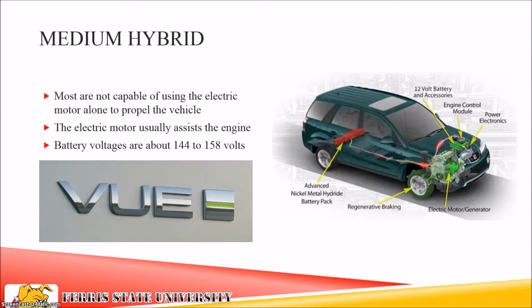The power is transferred from the alternator to the batteries through an engine control module and power electronics, otherwise called an inverter. The electric motor usually assists the engine. It cannot drive the vehicle on its own. Battery voltages are about 144 to 158 volts.